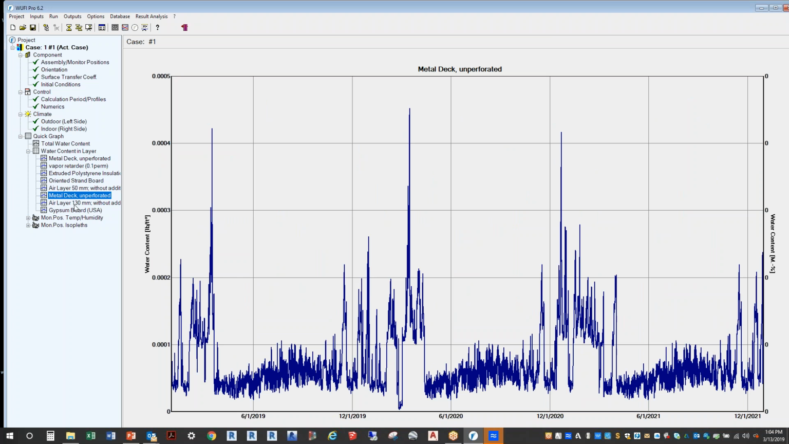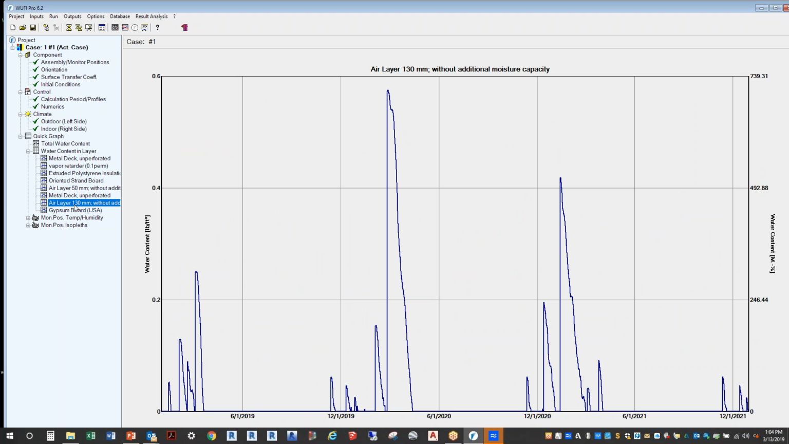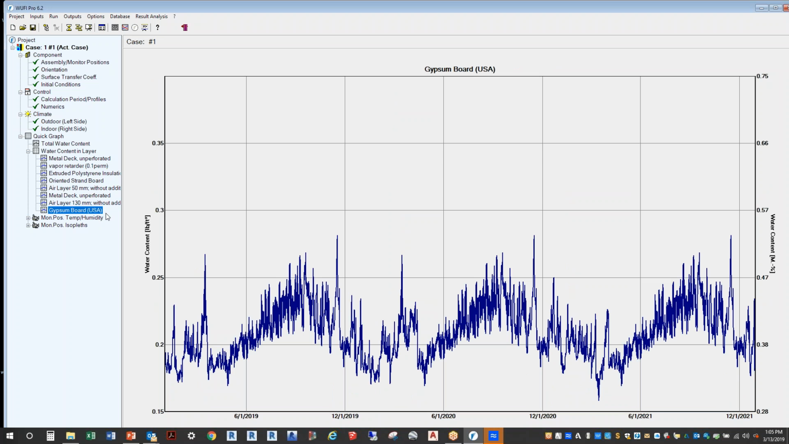Air layer, metal deck, air layer. Something happened around April or so. And your chip board looks pretty consistent.